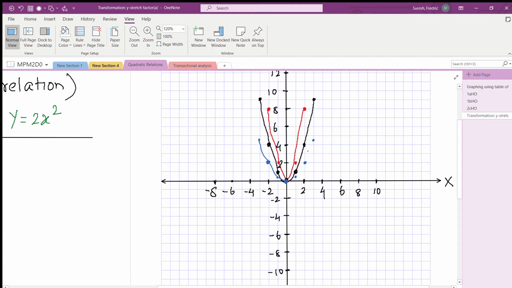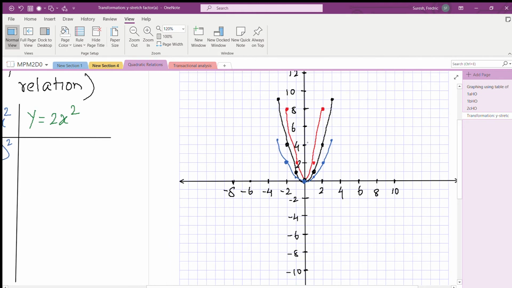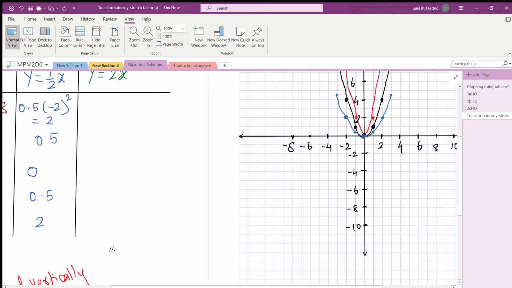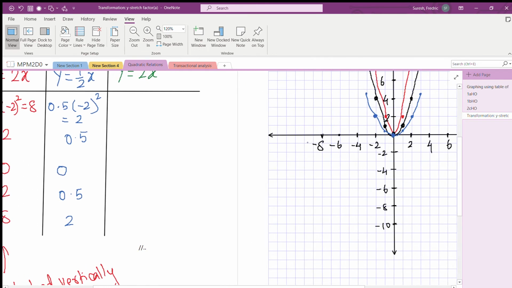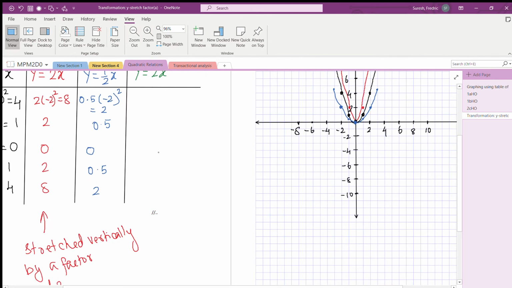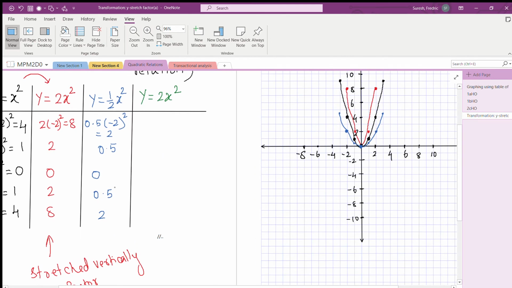Okay. Now, some textbooks, they call this compression. But I don't like to use that word compression because it causes a lot of confusion later on. So I'm going to keep the language a little simple. So if you look at the third graph that we have here, that comes from this equation.